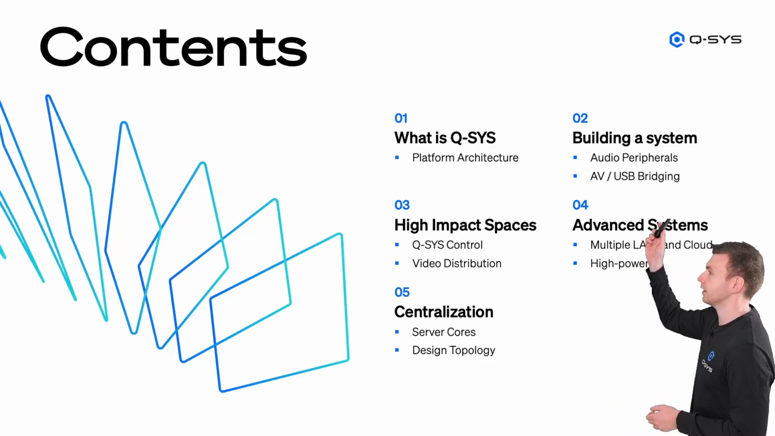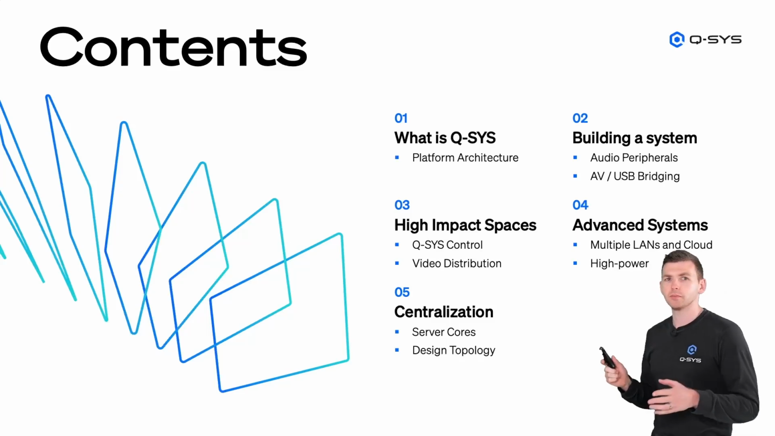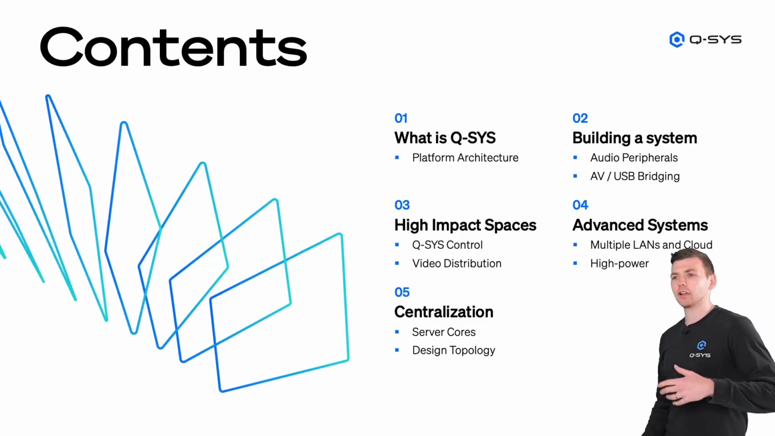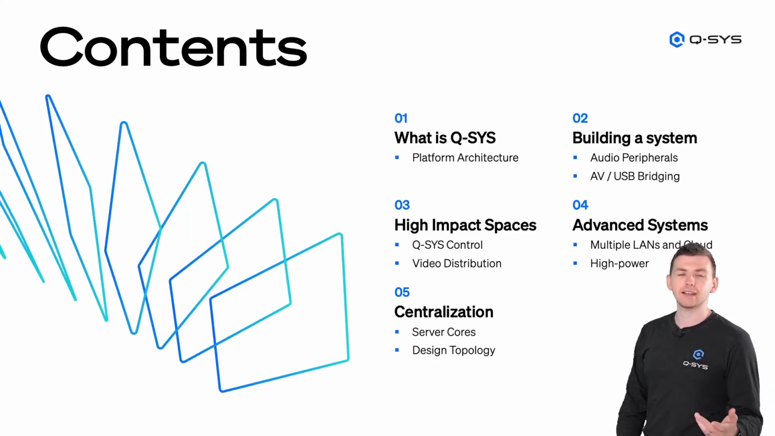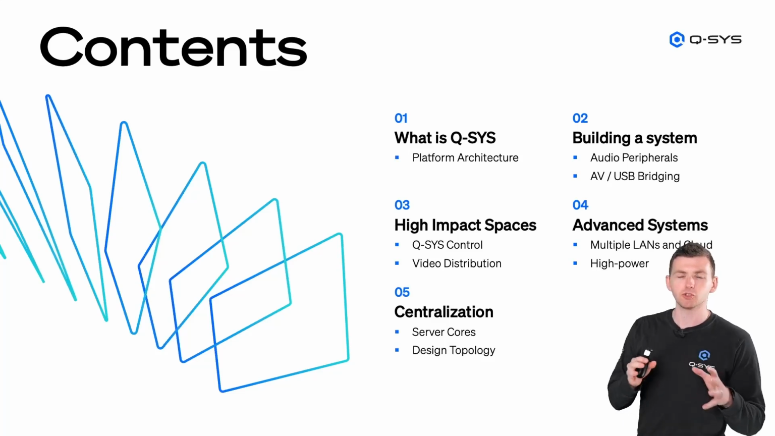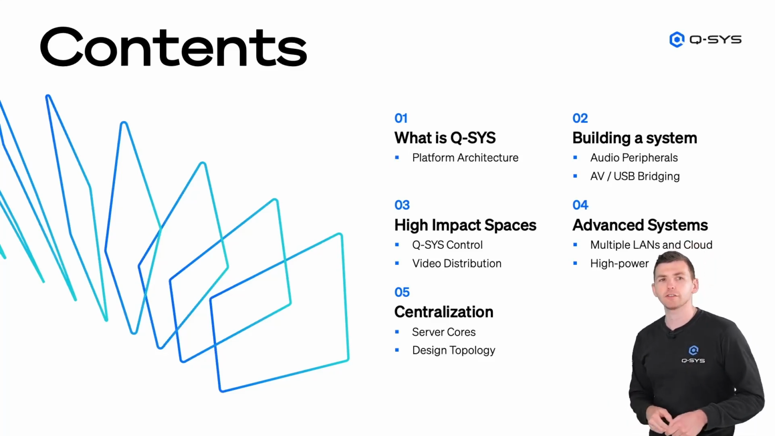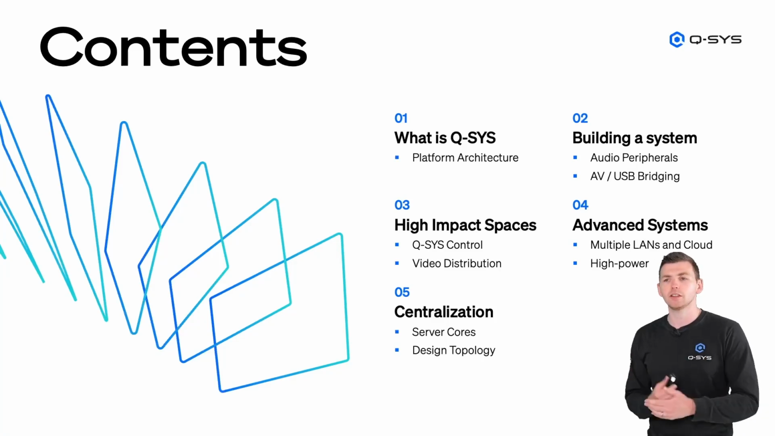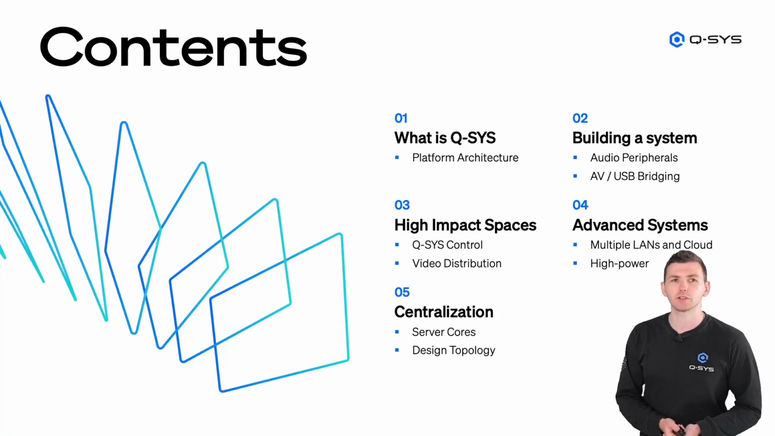Then we're going to go along learning about how to design different systems. So we're going to start off building a fairly straightforward system, and in that section we're going to learn about some of the fundamental principles. For example, how audio peripherals connect, how we can use AV and USB bridging to make the room geography and the room connections very, very straightforward. And then from there, we're going to start to scale up. You're going to see that with Q-SYS, scaling up is pretty easy to do.